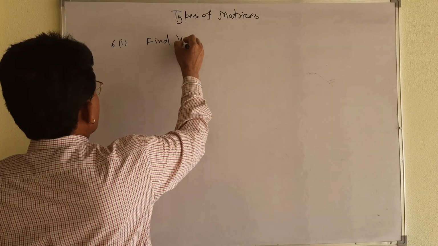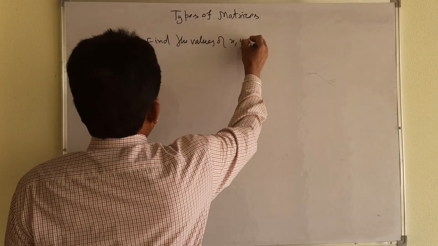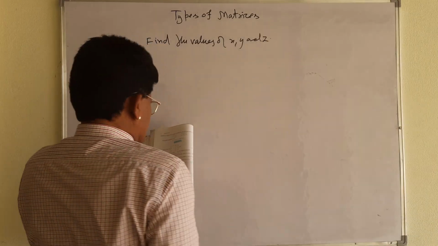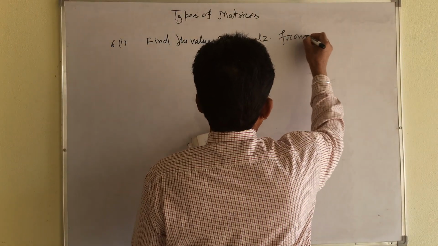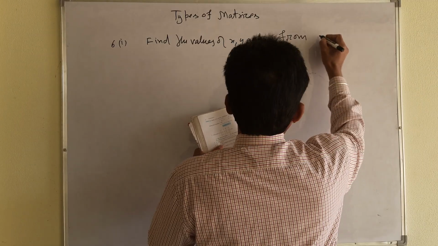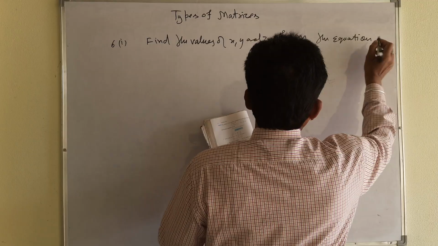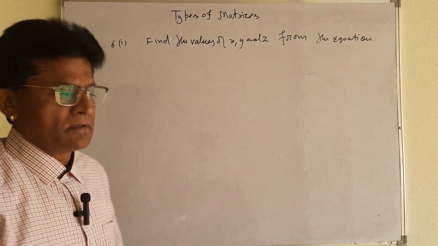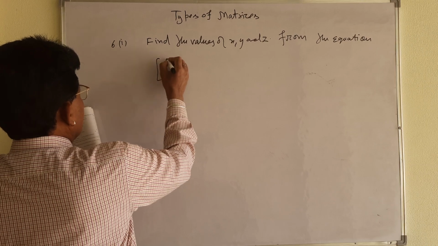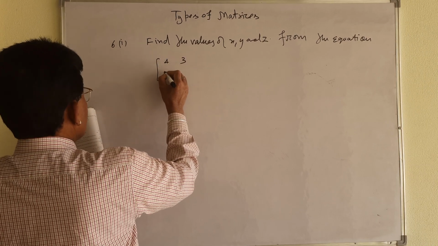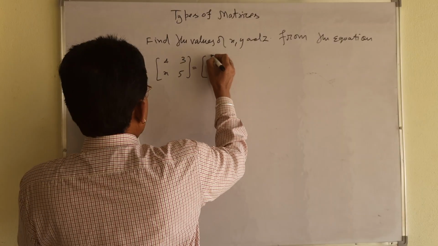Find the values of x, y, and z. See carefully, from the equation. Equation is given. My dear student, that is a very, very important question. That is why you see. First of all, simply I am telling you: the matrix [4, 3; x, 5] is equal to the matrix [y, z; 1, 5].